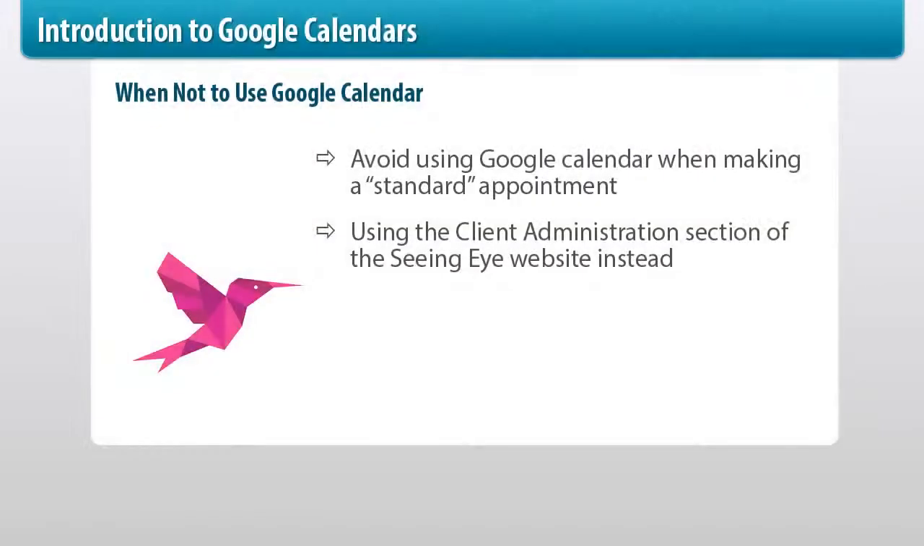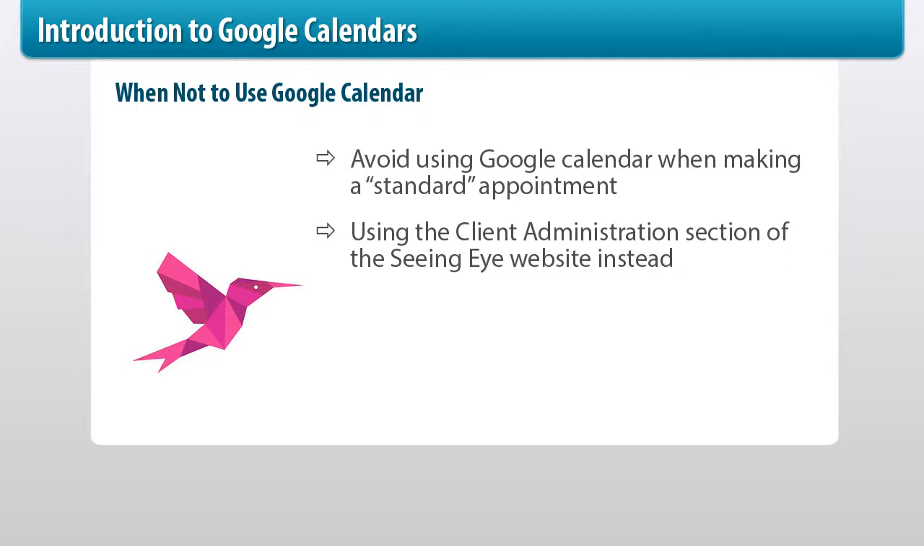We can use Google Calendar to easily schedule new appointments. But there are situations where we're better off steering clear of Google Calendar and using the booking functionality in the client administration section of the Seeing Eye website. And as it turns out, those situations are fairly common. We need to use the Seeing Eye website whenever we need to make standard one-off bookings.